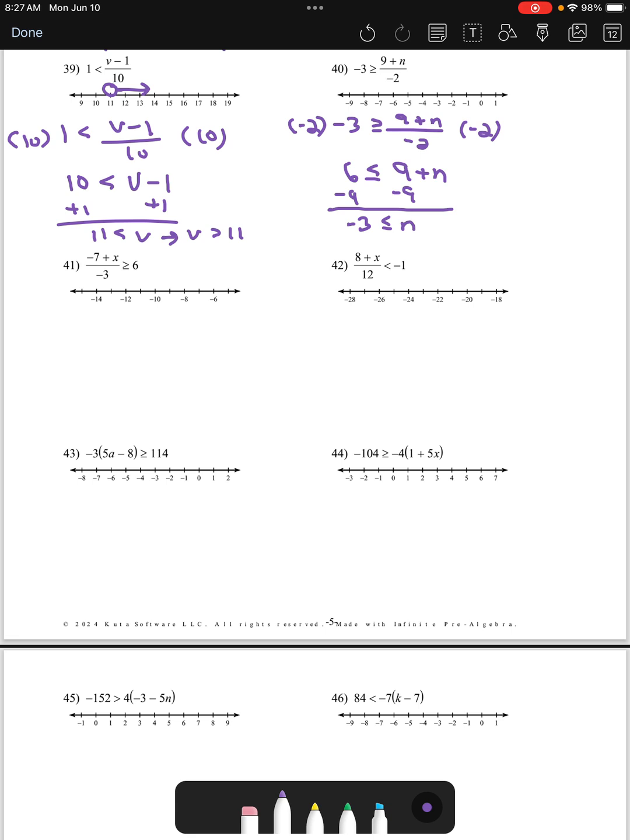Subtract 9 from both sides. Subtraction does not affect the inequality symbol, so 6 minus 9 is negative 3 is less than or equal to n. Again, before I graph, I'm just going to flip that whole thing around to make graphing a little bit less chaotic. N is greater than or equal to negative 3. A filled-in circle at negative 3, and an arrow to the right.